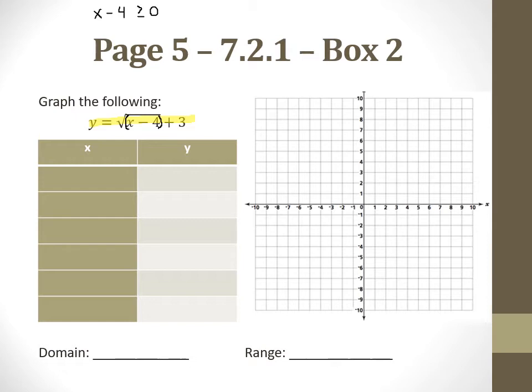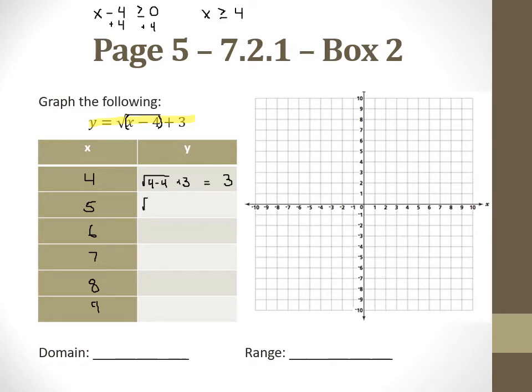Well, if x minus 4 needs to be greater than or equal to 0, I would add 4 to both sides of the equation and end up with x having to be greater than or equal to 4. So when I start my chart of values, I would start off at 4 and then go from there. And we can plot 5, 6, 7, 8, and 9. So if I plug in the square root of x minus 4 plus 3, that's the square root of 4 minus 4 plus 3. Well, that's the square root of 0 plus 3, so it just ends up being 3.